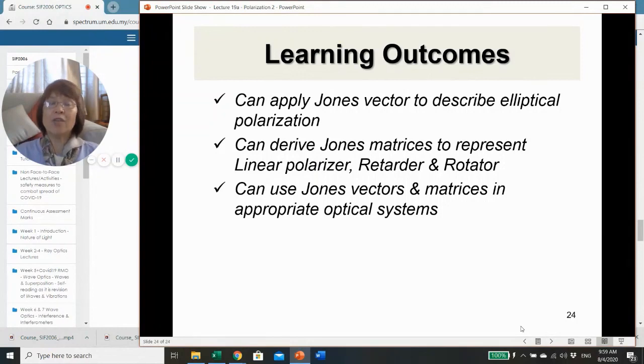All right, so from this lecture, you should be able to do all this. After you've gone through, you should be able to apply Jones vector to describe elliptical polarization. And you should be able to derive Jones matrices to represent linear polarizer, retarder, phase retarder, as well as the rotator. And you should be able to use Jones vectors and matrices in different optical systems to find out what would be the output light, what kind of polarization would result. Yeah, thank you.